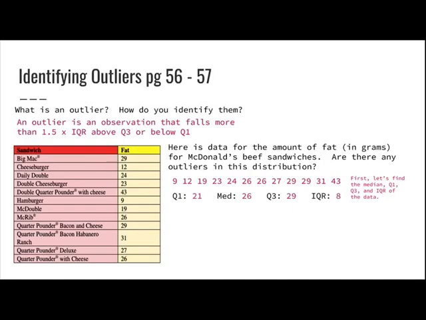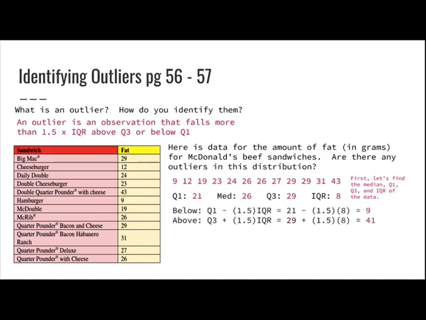So again, my median is the center of my data. My quartile 1 is the center of my data to the left. Well, my quartile 3 is the center of the data, the median of the data to the right. And then my IQR is the difference between quartile 3 and quartile 1.